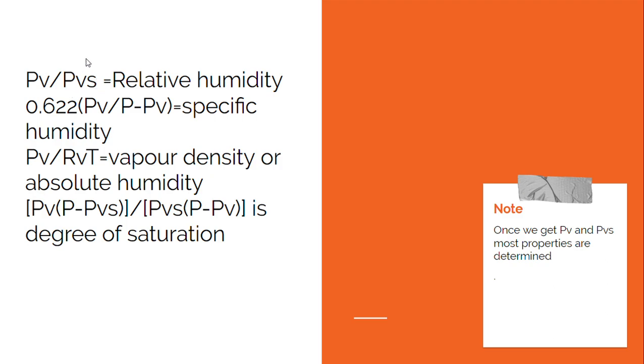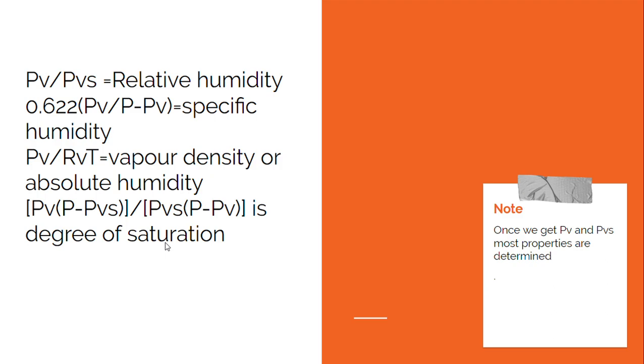Once you get PVS, and we have studied how to get PV, you will get the ratio as the relative humidity. Similarly, knowing PV and the total pressure, you will get the specific humidity. Similarly, by knowing PV, the vapor constant, and the dry bulb temperature, one can find the vapor density or absolute humidity. And again, by knowing PV and PVS, we can find the degree of saturation.